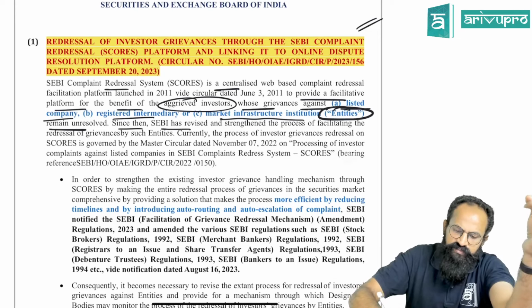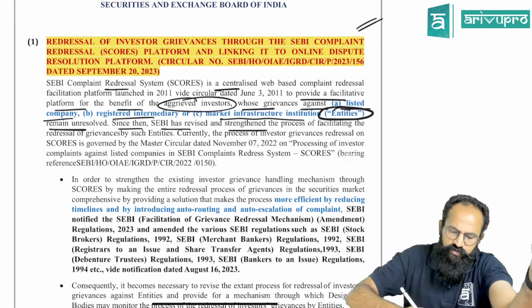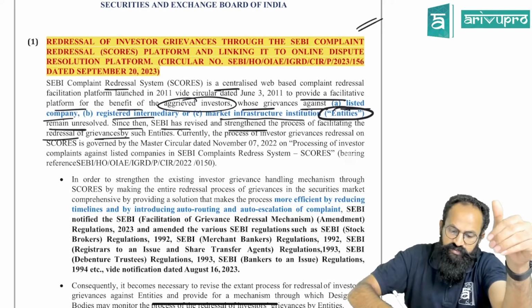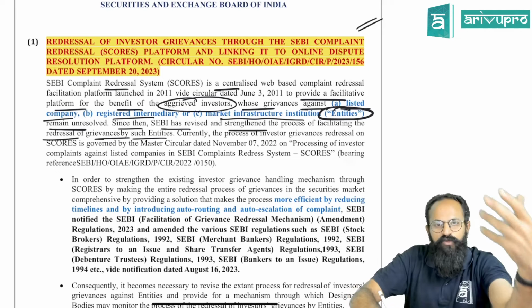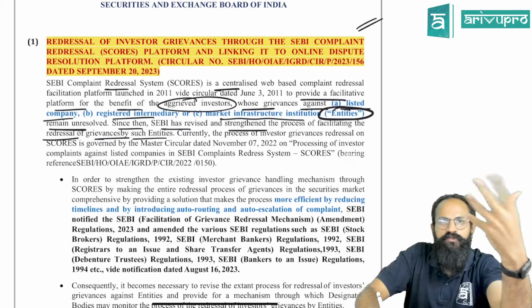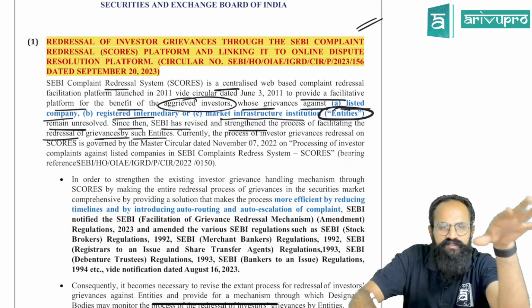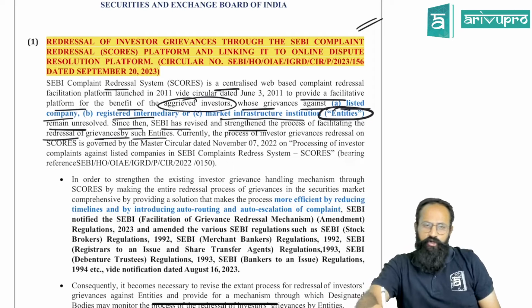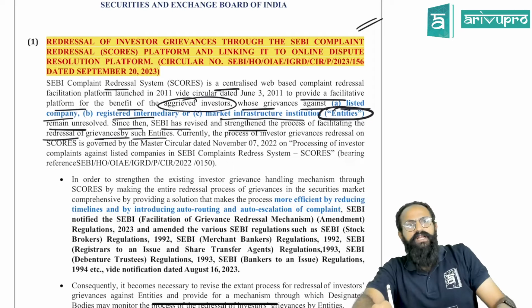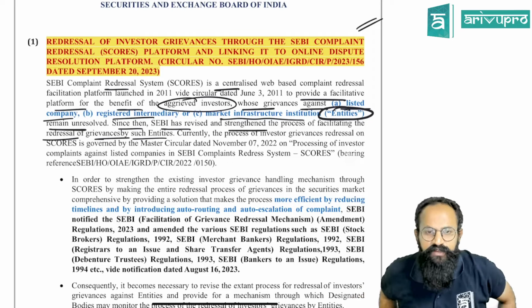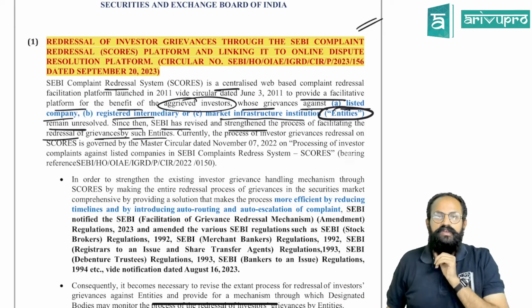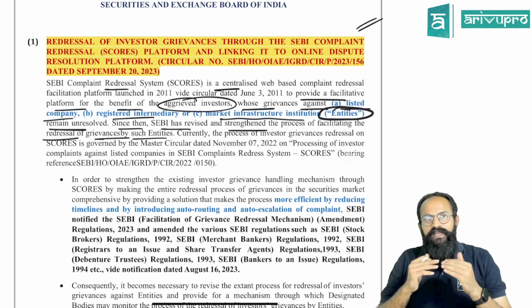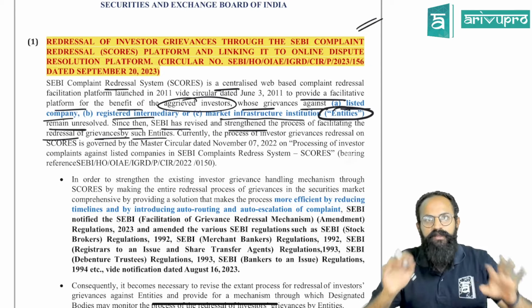Since then, SEBI has revised and strengthened the process of facilitating the redressal of grievances by such entities. So now SEBI is trying to strengthen the process of the SCORES mechanism. How? We'll see. They have added some more timelines for everything. We already had some existing timelines, and now they have revised those timelines, and they have clearly got some monitoring mechanism.